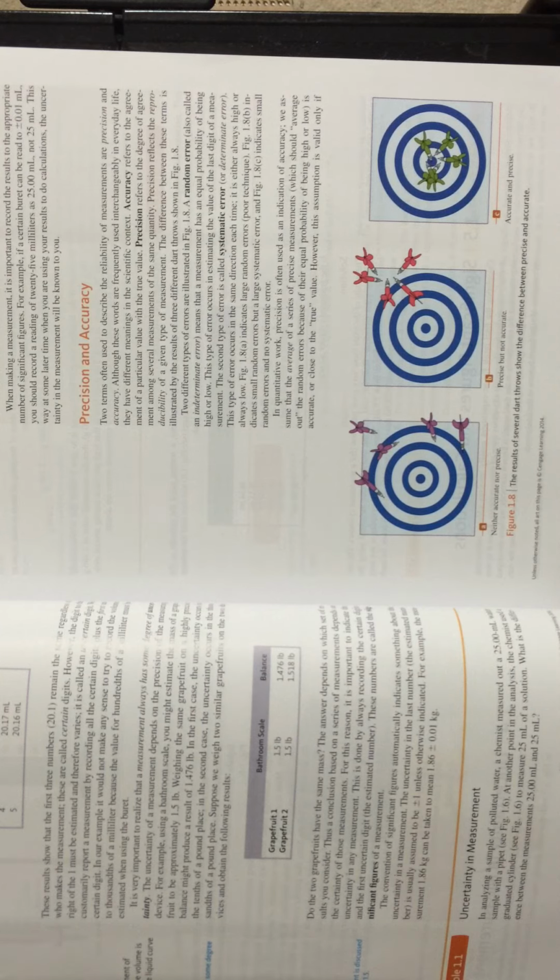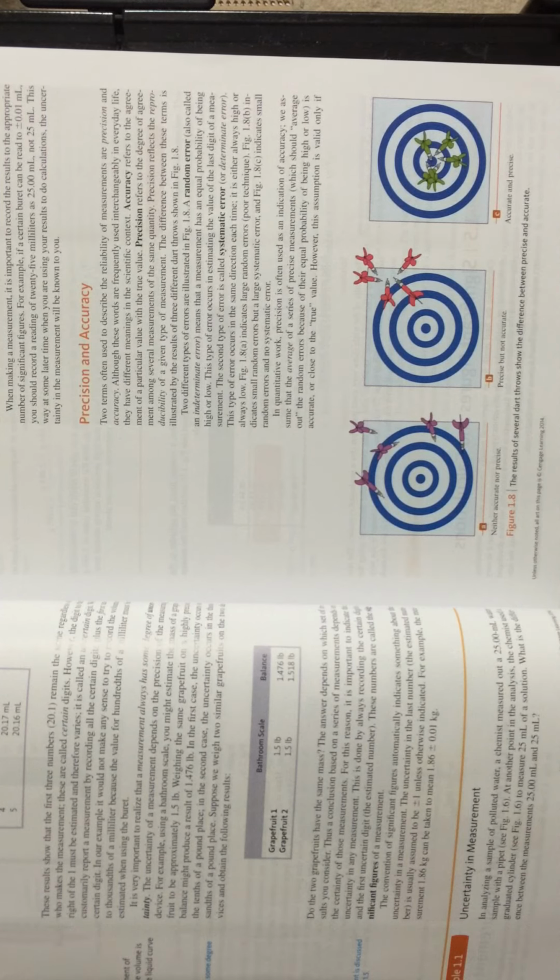It is very important to realize that a measurement always has some degree of uncertainty. The uncertainty of a measurement depends on the precision of the measuring device. For example, using a bathroom scale, you might estimate the mass of a grapefruit to be approximately 1.5 pounds. Weighing the same grapefruit on a highly precise balance might produce a result of 1.476 pounds. In the first case, the uncertainty occurs at the tenths of a pound place. In the second case, the uncertainty occurs in the thousandths of a pound place.